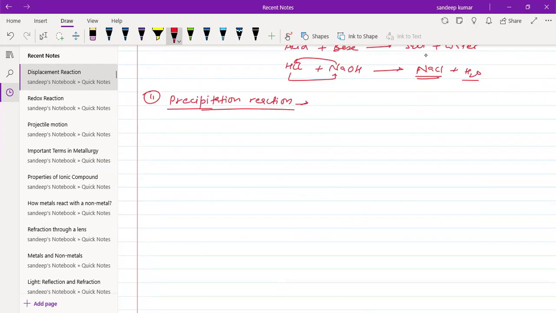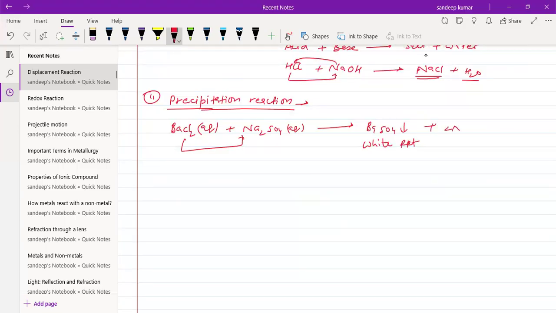Let's take a barium chloride solution, children. BaCl2 aqueous. It is a colorless solution. Whenever it reacts with sodium sulfate, Na2SO4, that is also aqueous only, it will form barium sulfate white precipitate. Ba will replace the sodium ion. So BaSO4 white color precipitate is formed, plus 2NaCl aqueous. This is barium sulfate. I hope you understood this displacement reaction, children.